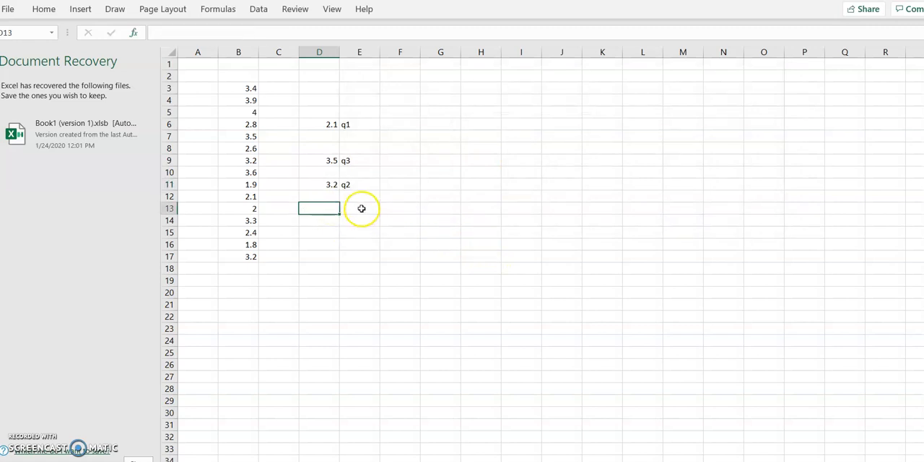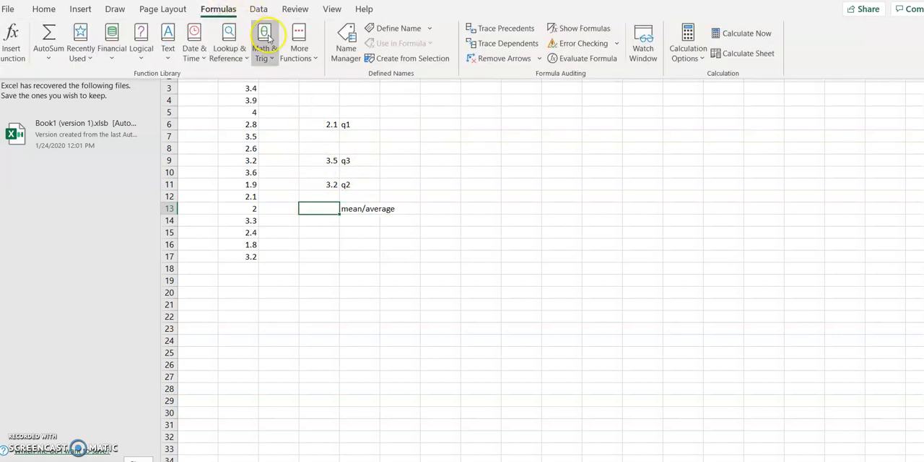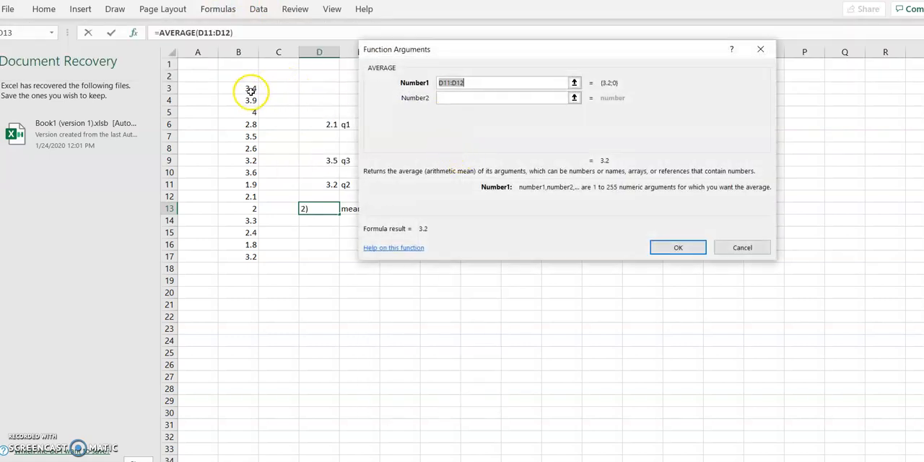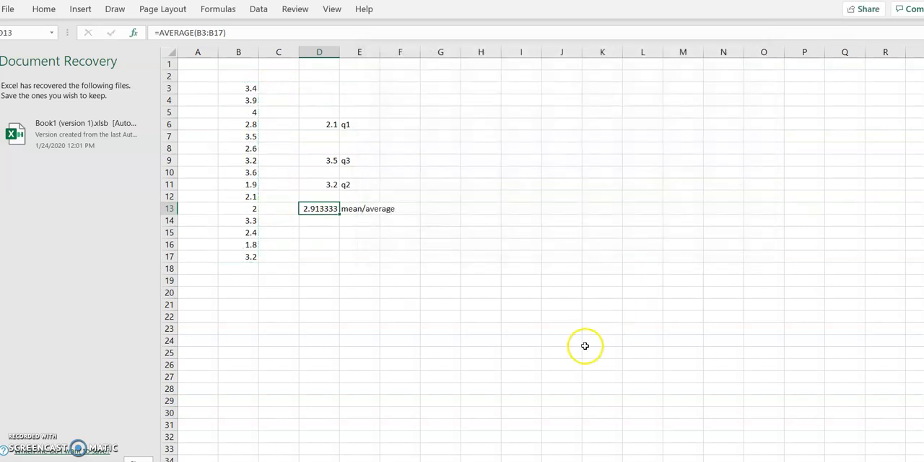And then it did ask you for the mean also. The mean is the same thing as the average, so I'll just put mean / average. You should know how to do this by now, but just in case you don't: Formulas, More Functions, Statistical, Average. Again, highlight those, and that's all you need to do. So 2.91333 is the mean or the average. That means if you add all these up and divide by 15, you'll get 2.9. If these were test scores, then 2.9 was the average score for the class.